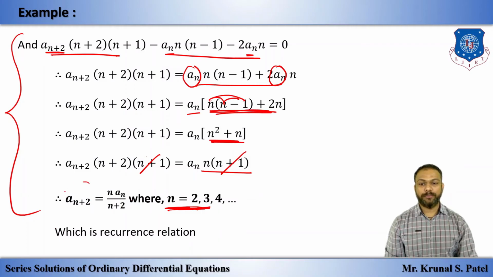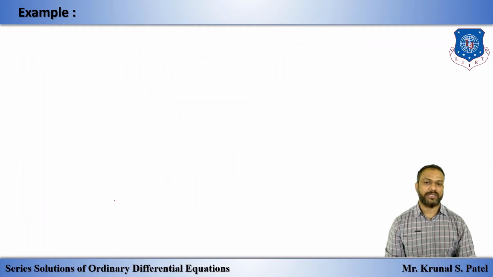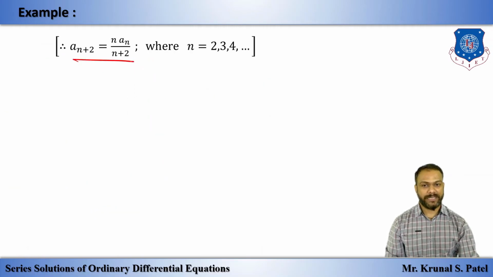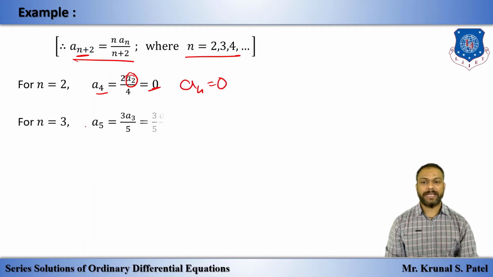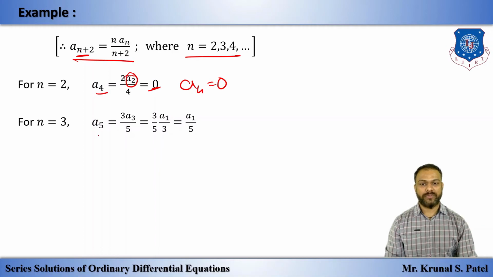Now we will put the value of n equal to 2, n equal to 3, n equal to 4 in this recurrence relation. So first for n equal to 2, 2 plus 2 becomes 4. We already found that the value of a2 is 0, so the entire term becomes 0. So we have a4 equal to 0. Now we will put n equal to 3. So 3 plus 2 is 5. This is a3, and 3 plus 2 is 5.